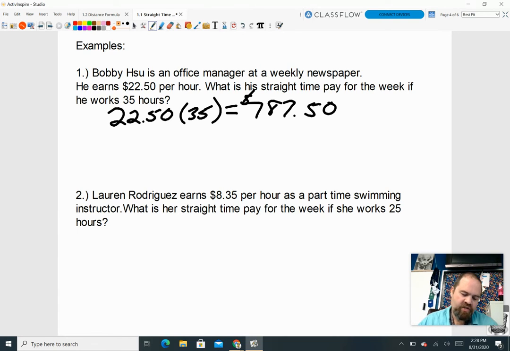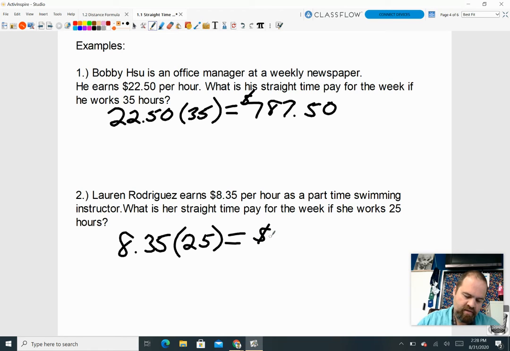Lauren Rodriguez earns $8.35 an hour working part-time as a swimming instructor. $8.35. That is her hourly rate. What's her straight time pay for the week if she works 25 hours? All right, grab your calculator. $8.35 times 25 hours, $208.75.